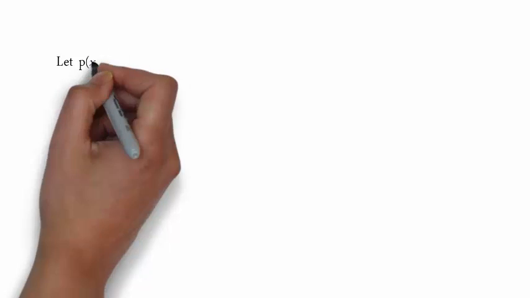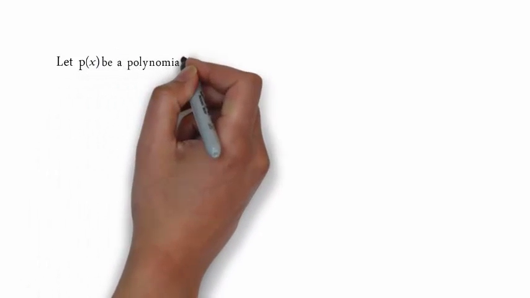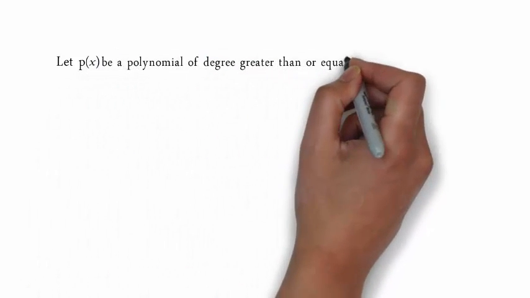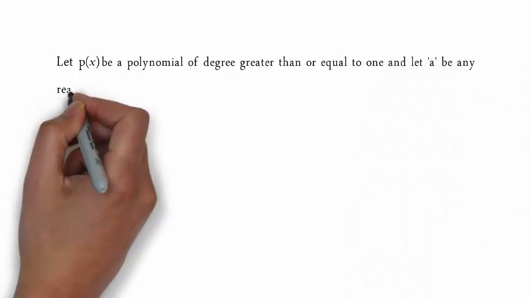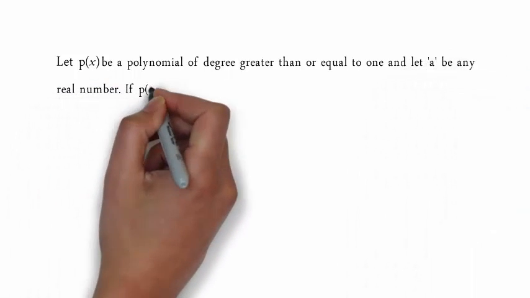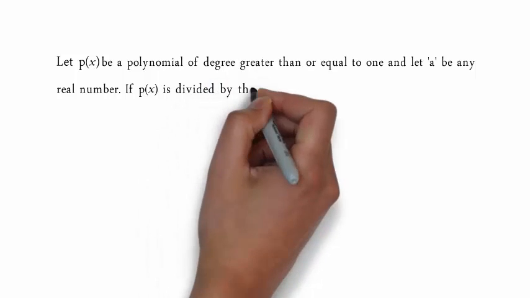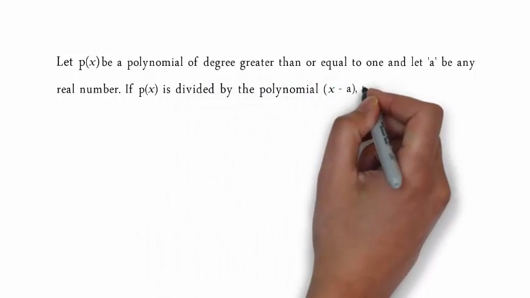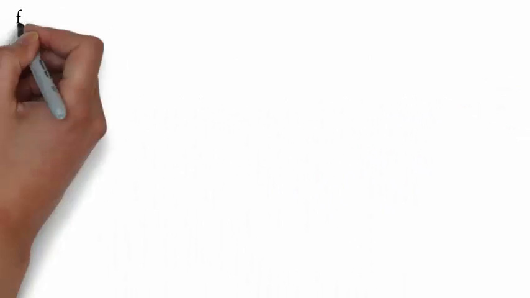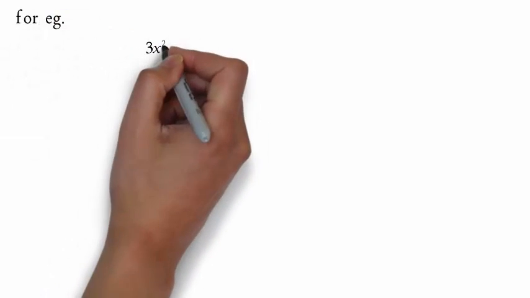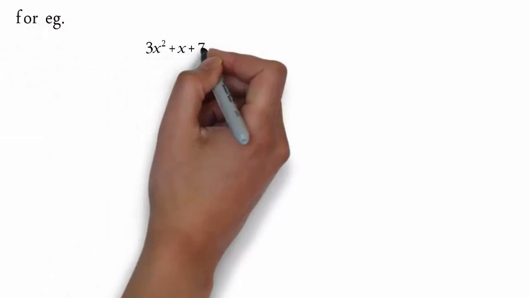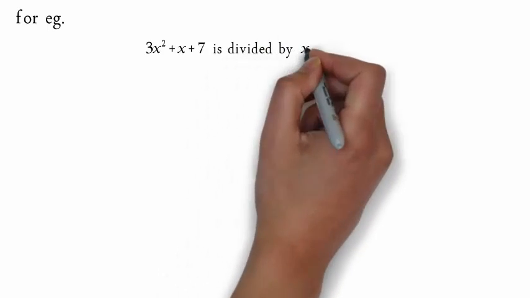Remainder theorem. Let p of x be a polynomial of degree greater than or equal to 1 and let a be any real number. If p of x is divided by the polynomial x minus a, then p of a is the remainder. For example, 3x squared plus x plus 7 is divided by x plus 2.